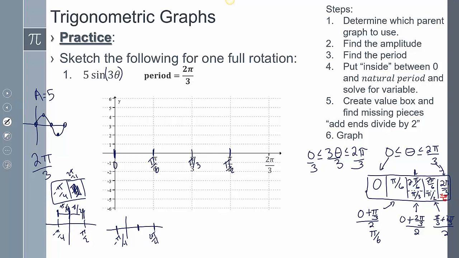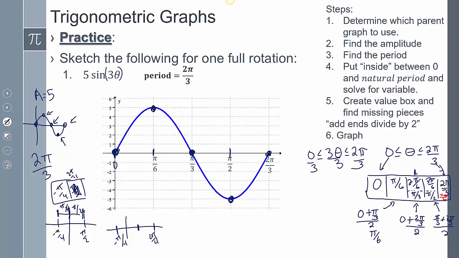And now that I know how everything is going to be spaced here, I can start plotting the values from my parent graph. So this first value starts here on the center line, so I'm going to draw it here on the center line. The second value goes up to the amplitude, so I'll draw it up to the amplitude. We said the amplitude is 5. The next value crosses the center line again. The next value goes below to the amplitude, and then the last value crosses the center line again. And then I can go through and trace my graph.